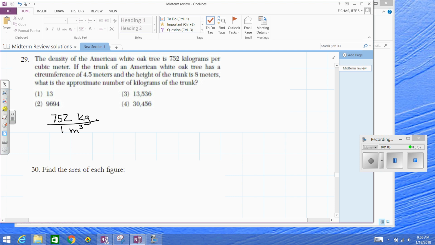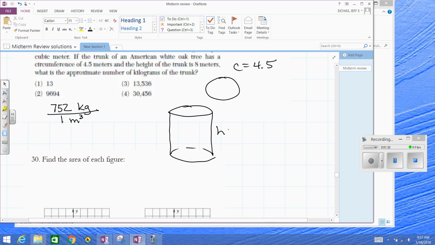Next, the circumference of the tree. Let's say we were looking right at the bottom, if we were to slice through it. It'd be a circle. That circumference is 4.5 meters. Now we'll look at the trunk. Let's imagine it was a cylinder, that's the closest shape, the height of which is 8.